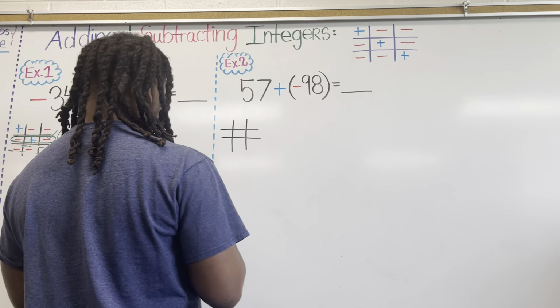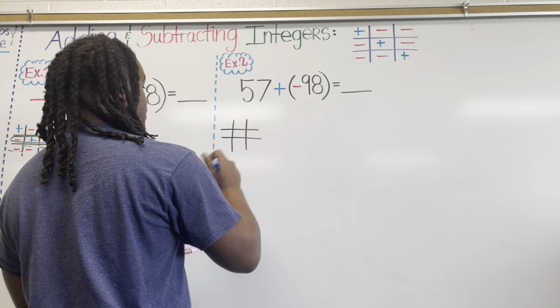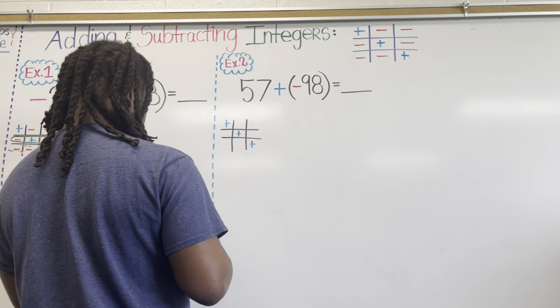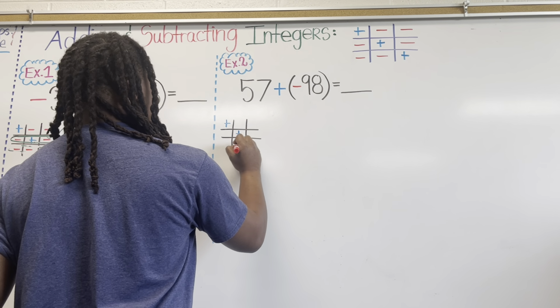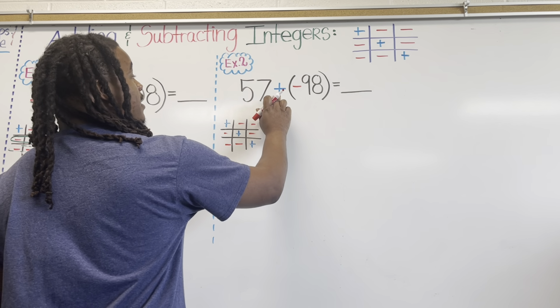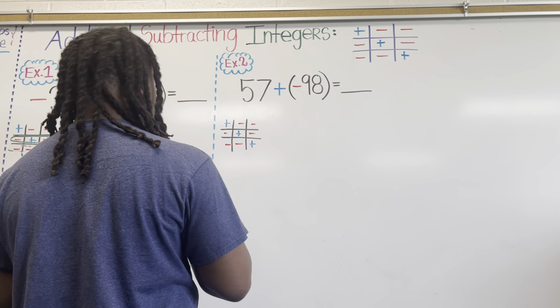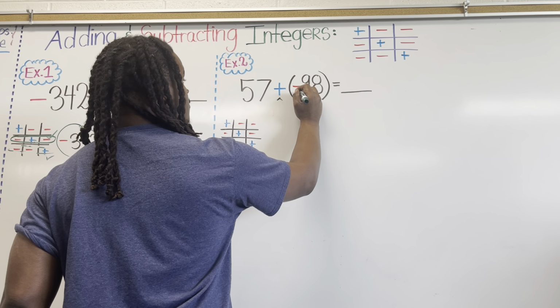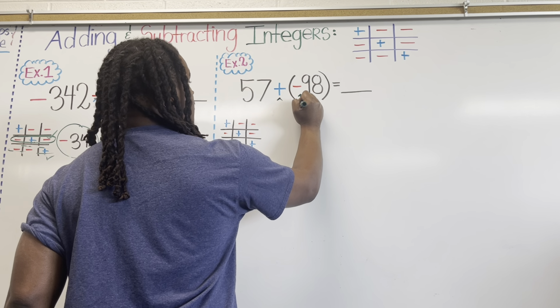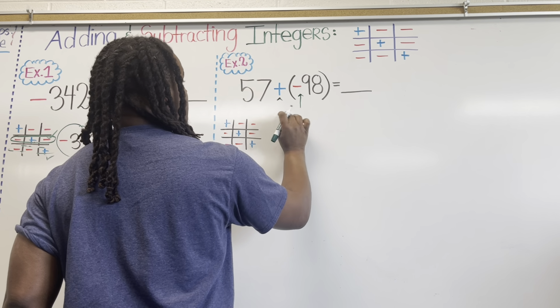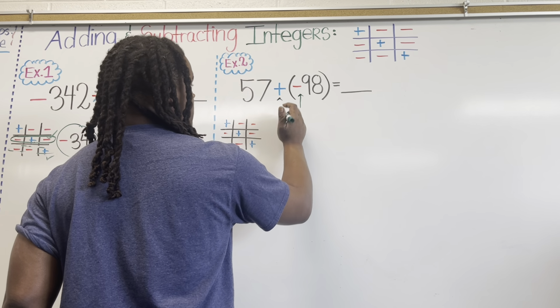So once again, make sure that you have that tic-tac-toe. I drew one up here, but I'm going to draw another one. The plus signs go in the diagonal, and the negative signs are in every other slot. Now, I initially have an operation sign of addition, but I also have a negative sign that's associated with the second integer that is inside the parentheses. This happens whenever you have a number inside the parentheses.